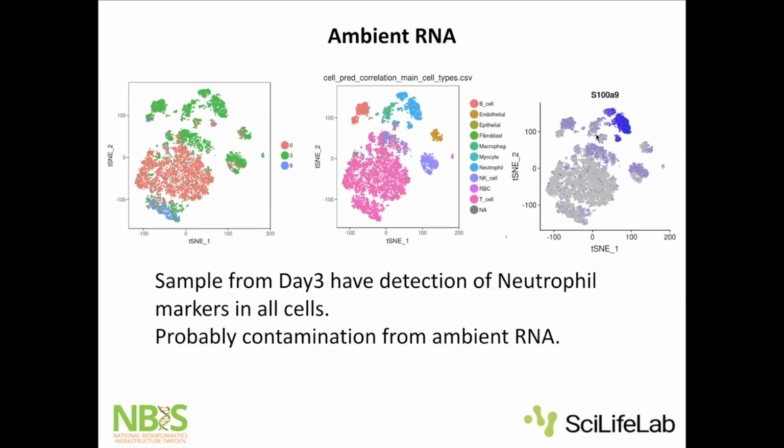And then, of course, if we go in and want to do differential expression of T cells from time point 3 versus time point 0, it will look like T cells at time point 3 have neutrophil genes turned on. So you need to be really cautious and at least look at whether you have ambient background RNA.